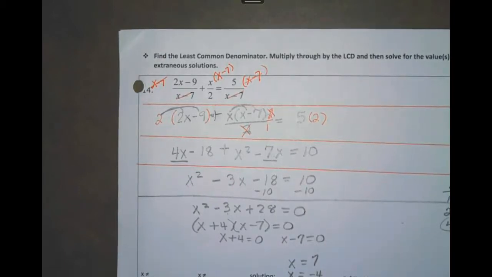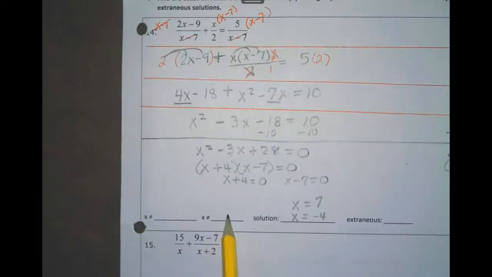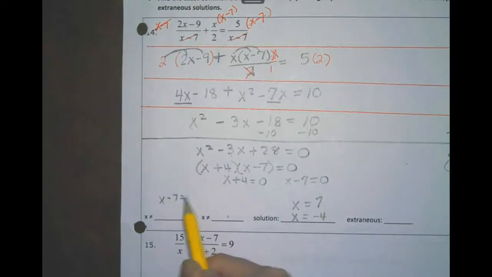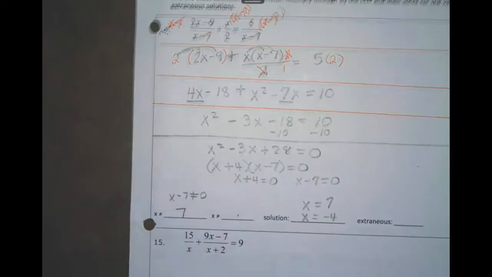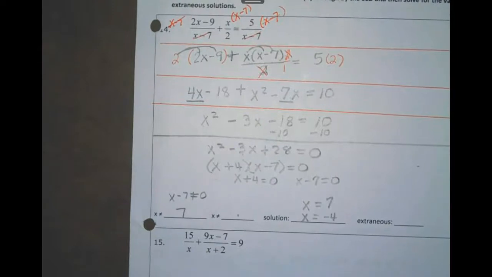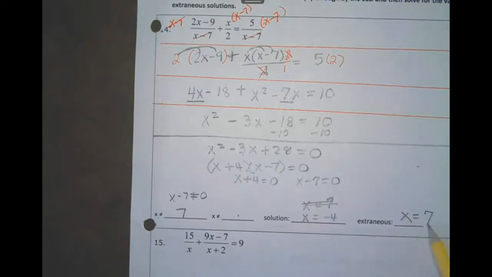Except that I forgot to do my not equals part right here. This is the first denominator, it cannot equal 0. And 2 can't equal 0, so I don't have to worry about that. So right here it says x cannot equal 7, so this x equals 7 goes over here in the extraneous part of my answer blank.